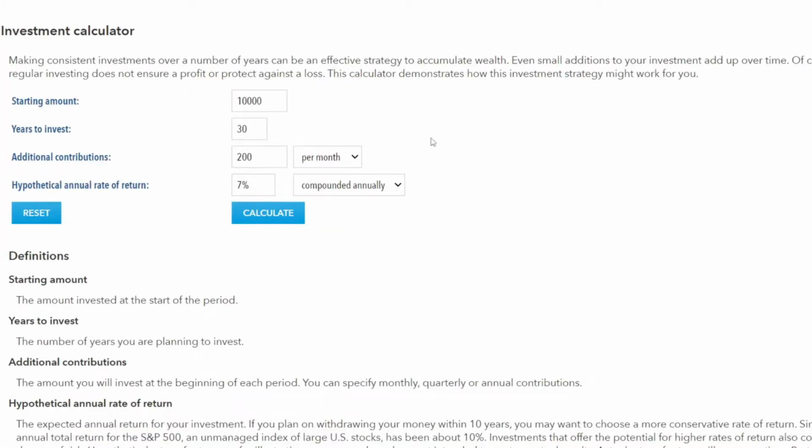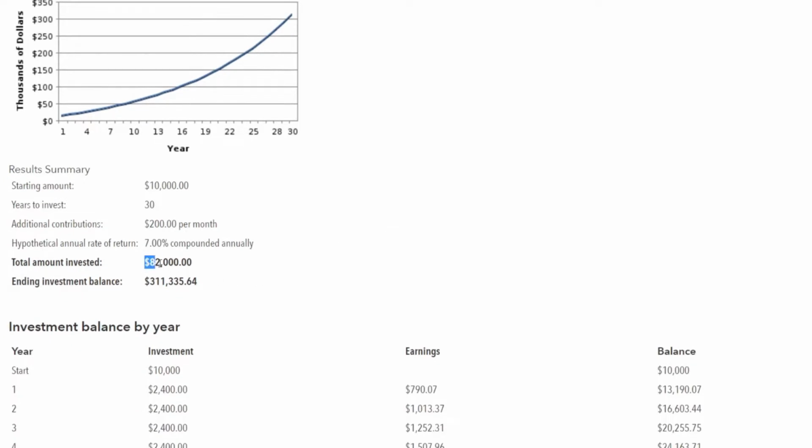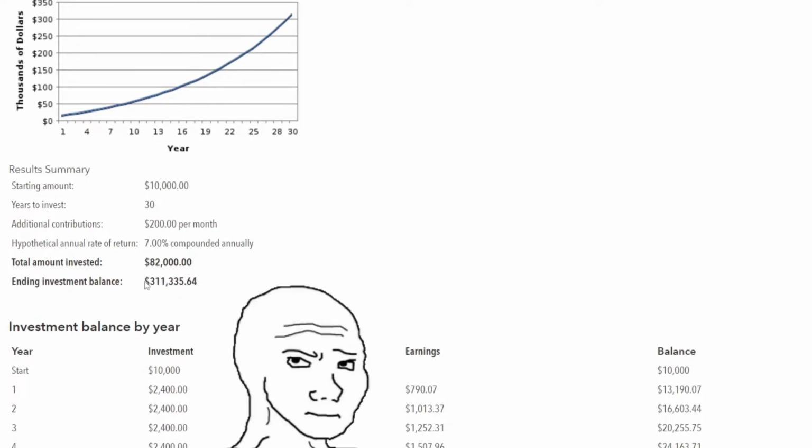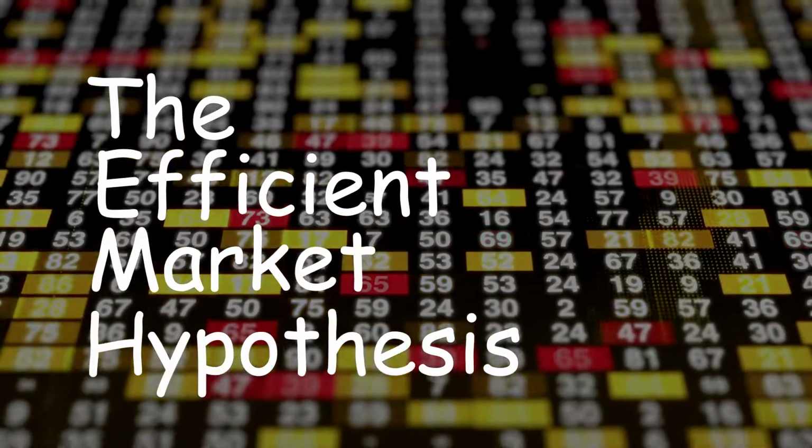After all, who wants to retire after 30 years of consistently investing in a boring index fund for a boring 7% inflation-adjusted annualized return? So in this video we will look at something called the efficient market hypothesis and analyze whether you can actually beat the market or not.